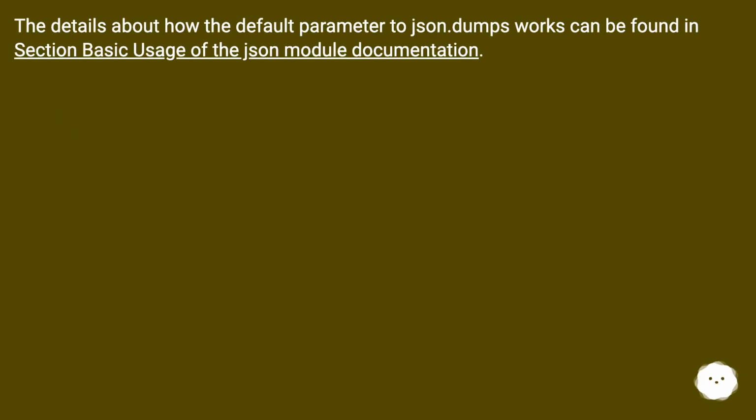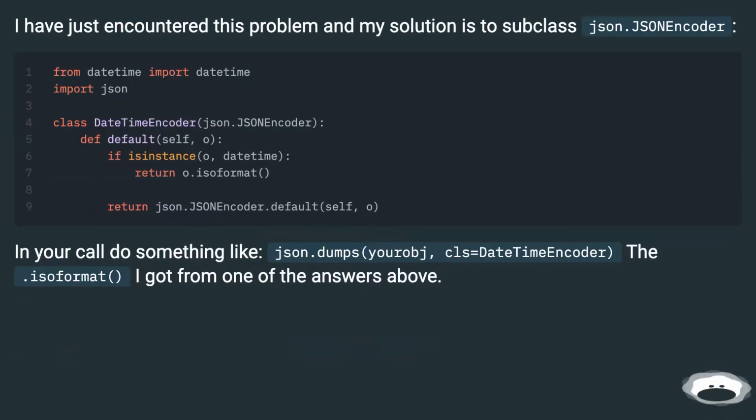The details about how the default parameter to json.dumps works can be found in the section Basic Usage of the json module documentation. I have just encountered this problem and my solution is to subclass json.JSONEncoder. In your call, do something like json.dumps(obj, cls=DateTimeEncoder), with the isoformat I got from one of the answers above.